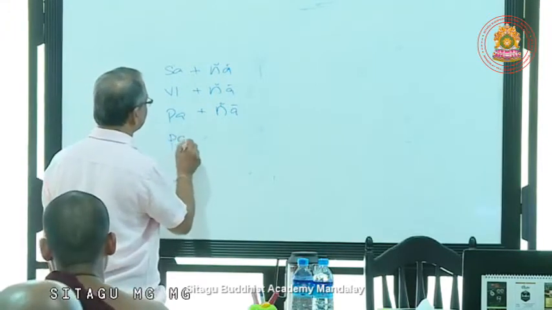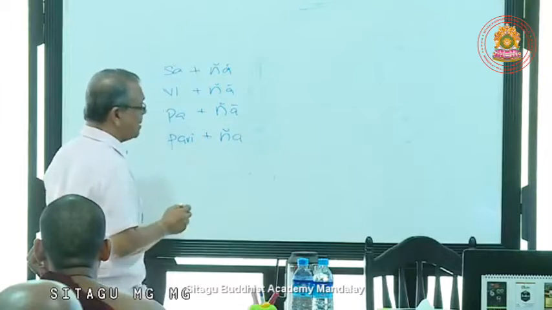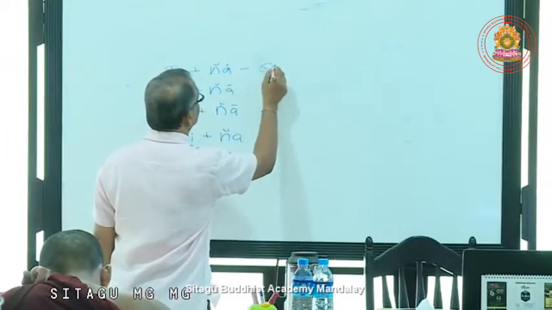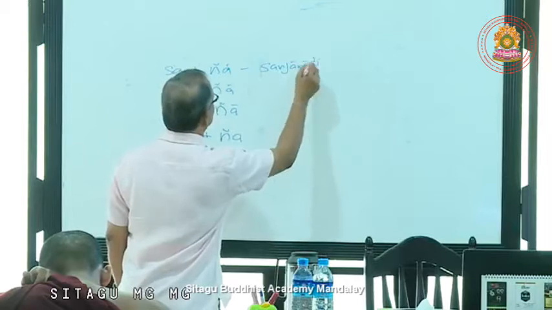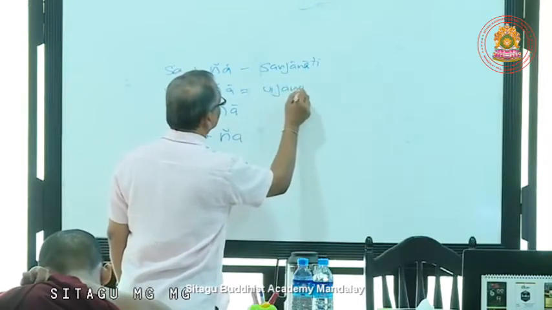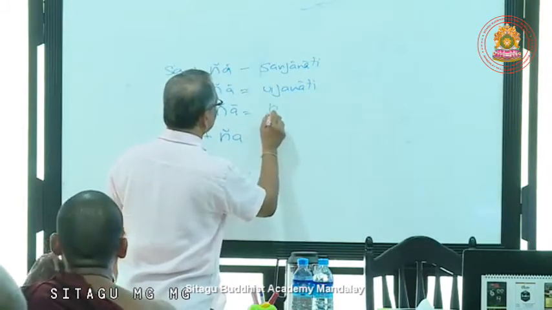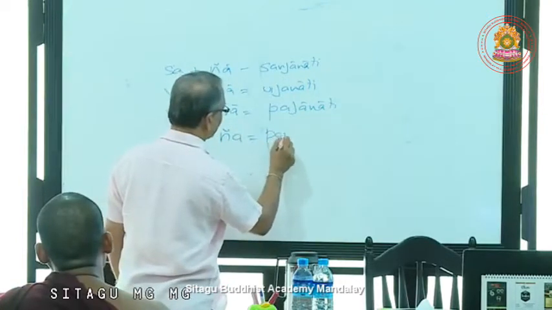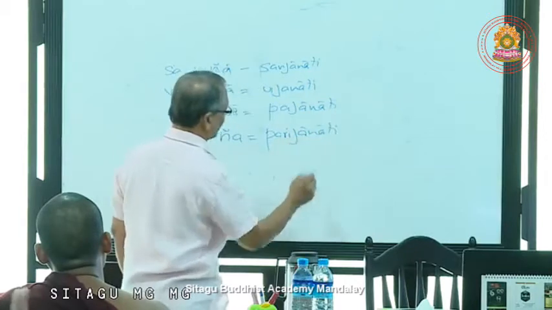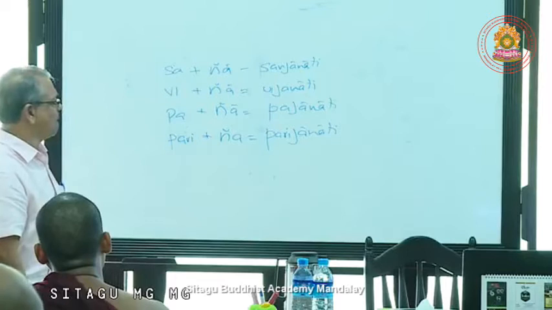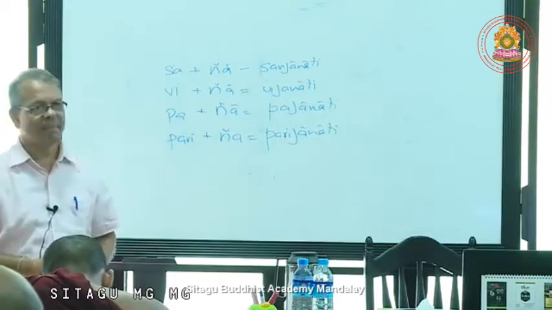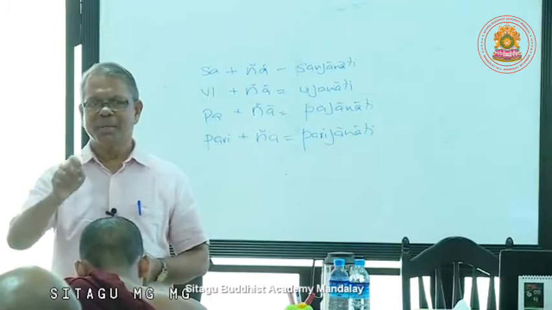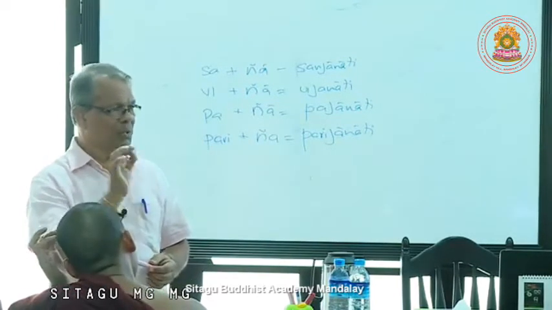We have another term called Parinya. From Sanya we have the verb Sanjanati. From Vijnana we have Vijanati. From Panya we have Pajanati. From Parinya we have Parijanati. What do all these things mean? Do they mean the same? On the one hand, all these have the same root, basically, Nya, to know.